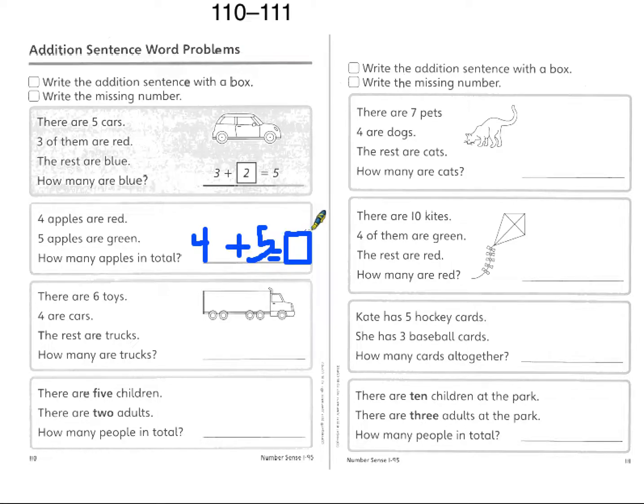Okay, 2 pages. You have to write 2 of the numbers in the box, then you have to find the answer as well. Kate has 5 hockey cards. She has 3 baseball cards. How many cards altogether? Again, you don't know the total, so the box goes at the end. There are 10 kites altogether. You know the total.